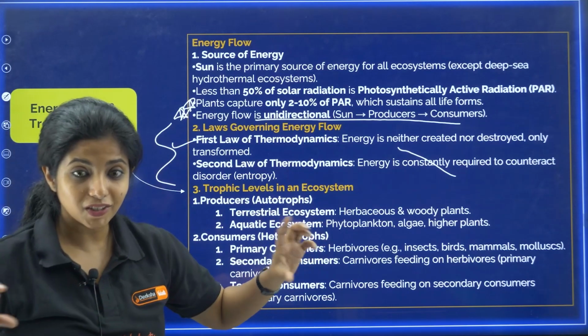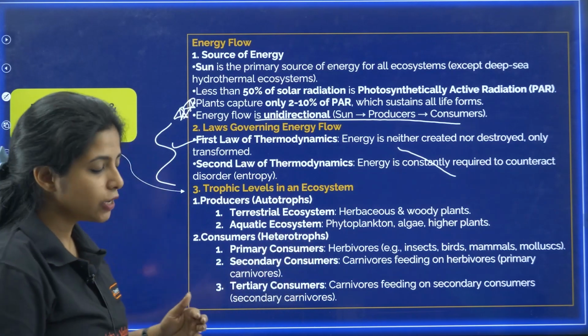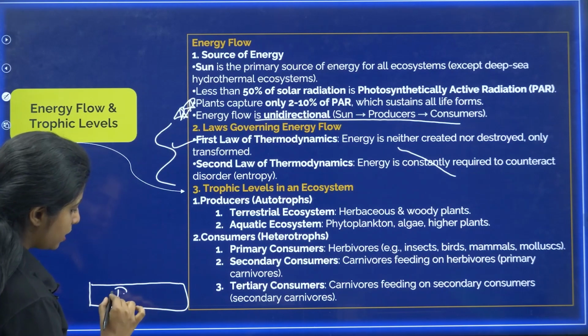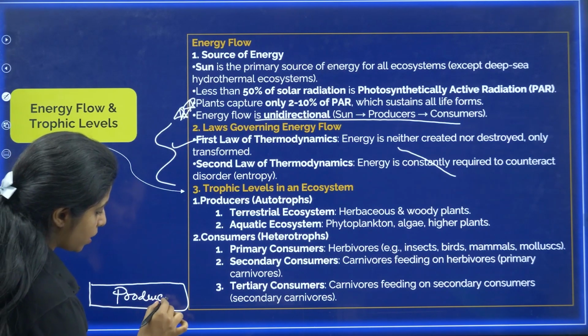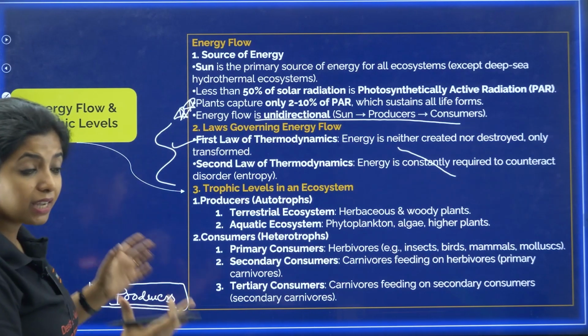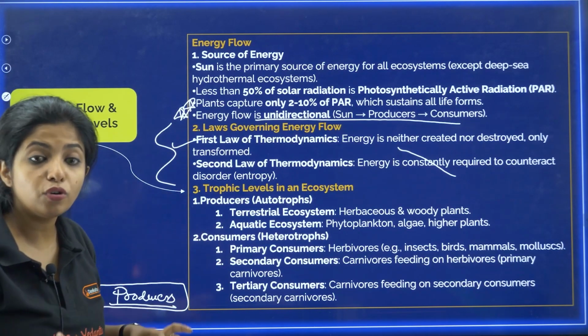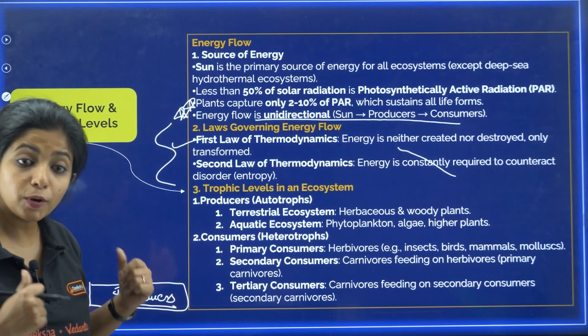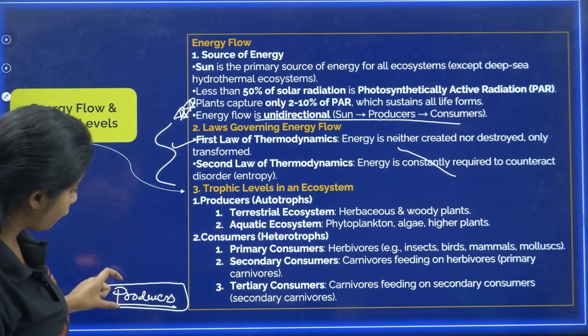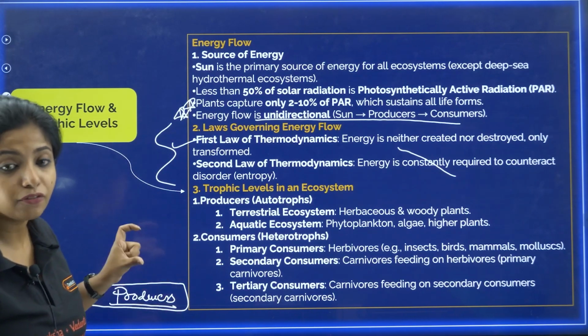You have certain levels in which different organisms are there, right? So the first level, my dear children, is occupied by producers, and producers are known as autotrophs. Why? Autotrophs are the ones that make their own nutrition, their food. So producers make their own food, my dear children. So they occupy the first trophic level.